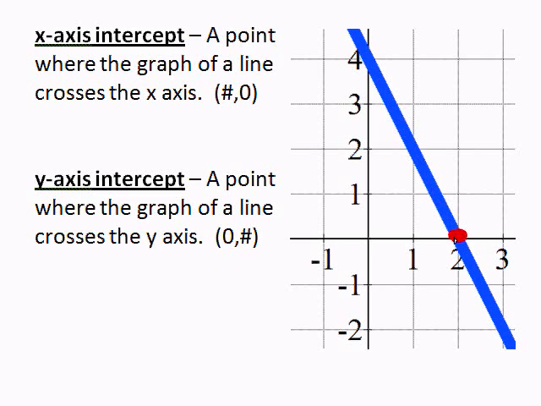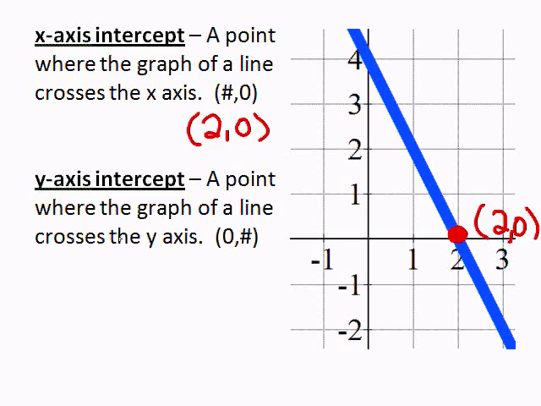The line crosses the x-axis right here at the point 2, 0. So the x-axis intercept is 2, 0. Notice when I wrote the point for the x-axis intercept, I wrote some number, 0. That's because the x-axis intercept will always have a y value of 0.